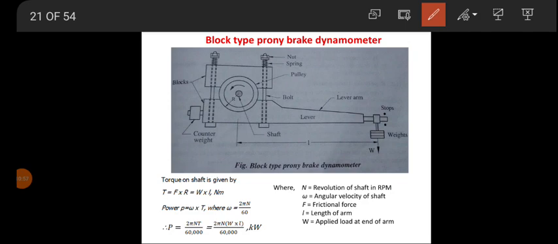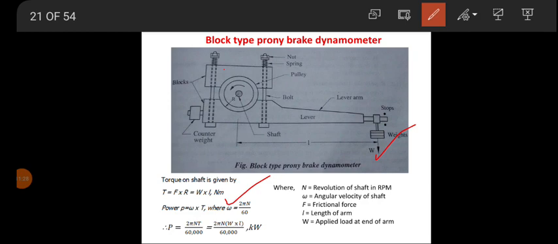So the torque equals W into L, where W equals weight and L equals length of the lever. For finding the torque, it is weight into length. Length means the length of the lever, which we already discussed: from the center of the shaft to where the weight is attached. So torque equals force into radius, or force into length of the lever.